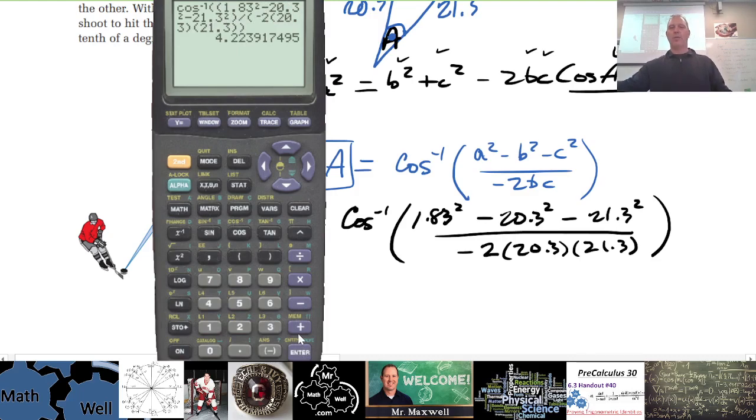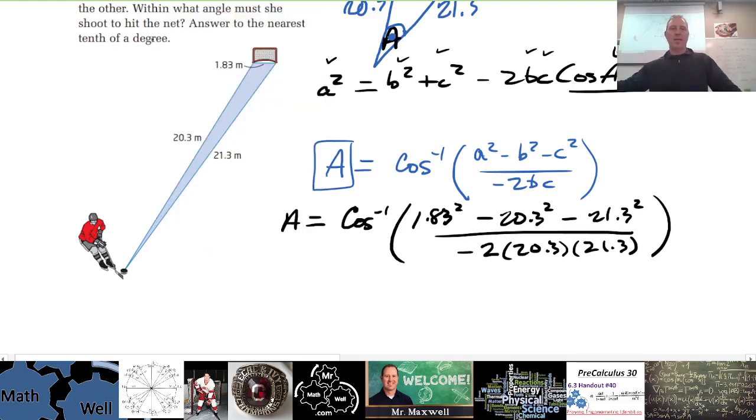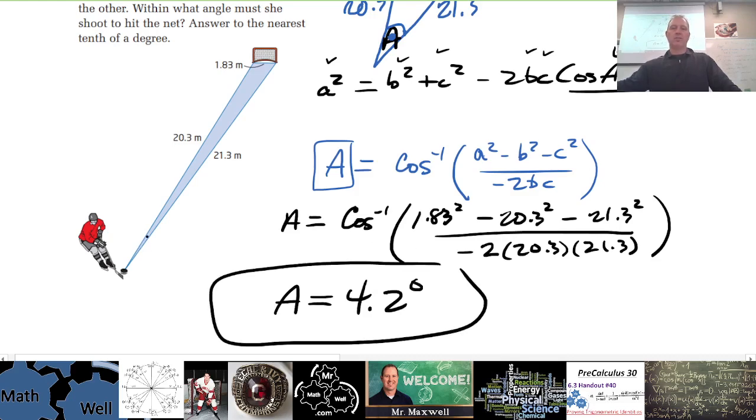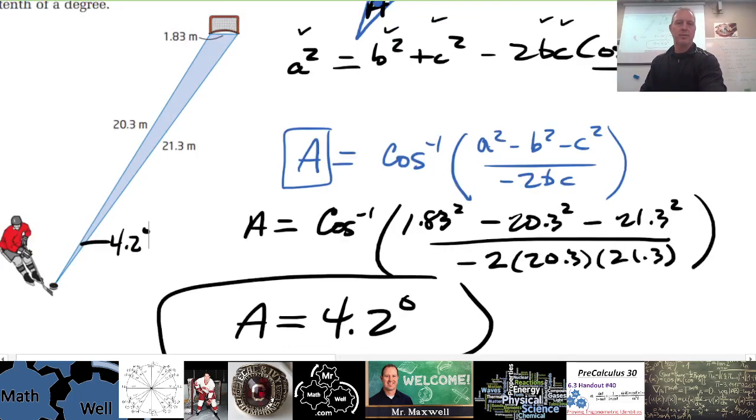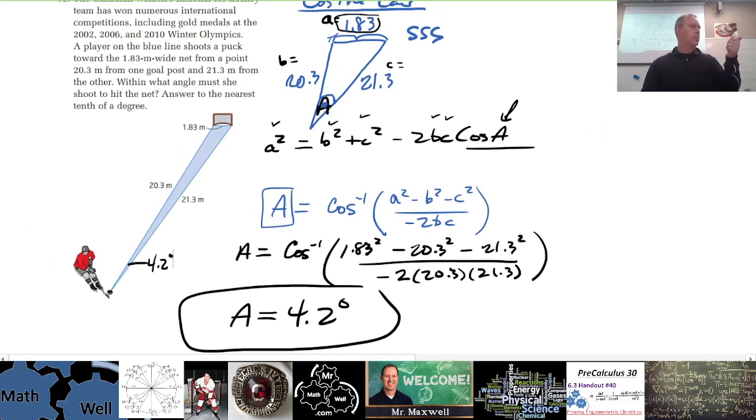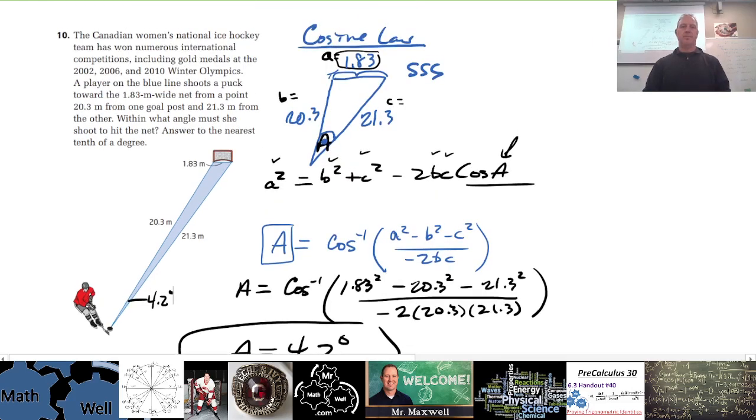Let's see. Okay, 4.22. Did anybody else get that answer? 4.22. So to the nearest tenth of a degree, it looks like A is 4.2 degrees. It's a very small measure, but that's 4.2 degrees. Okay? Does that help for number 10? If you asked about number 10, yeah? Okay. All right. Any other questions you have from this assignment?